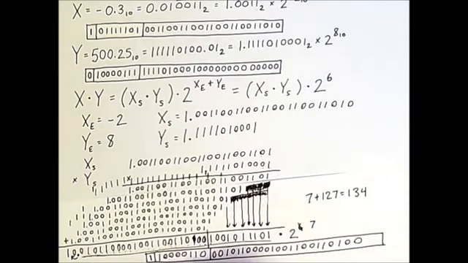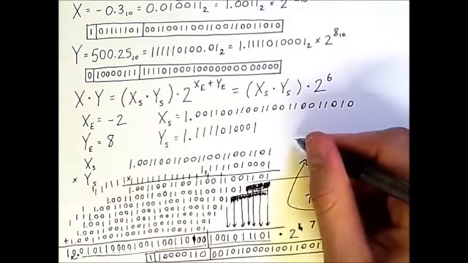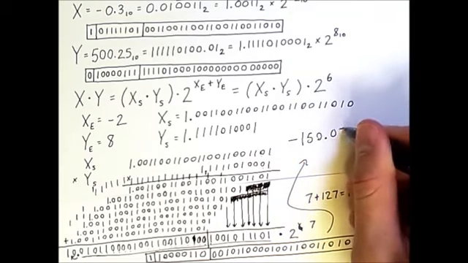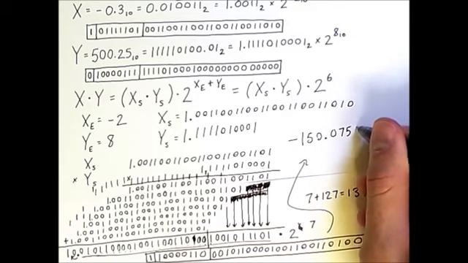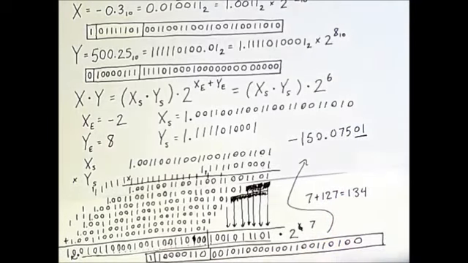So this sequence of bits is the floating point representation for our multiplication, and if we convert this back into decimal, we will actually get negative 150.07501. So this little bit of rounding error here was introduced. The actual result would not have these last 2 decimal positions.